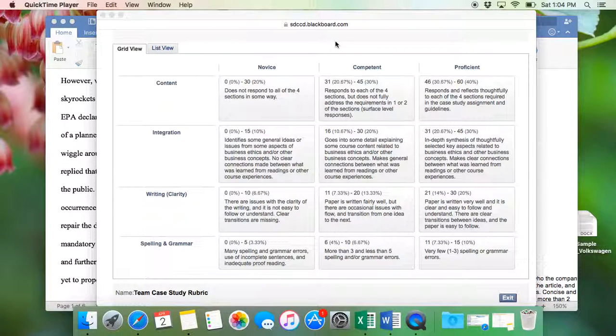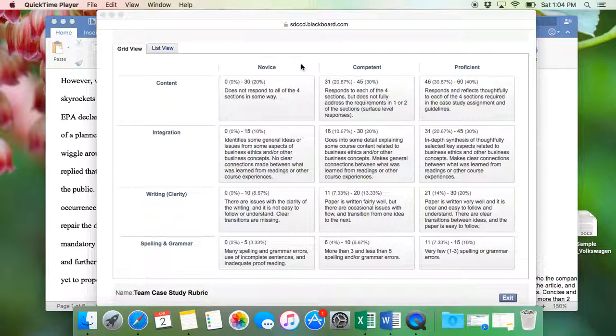This is one of two videos that covers the team case study assignment. This video will focus on the rubric. You'll notice in the rubric that there are 4 areas you will be graded on: content at 40%, integration at 30%, writing or clarity at 20%, and spelling and grammar at 10%.